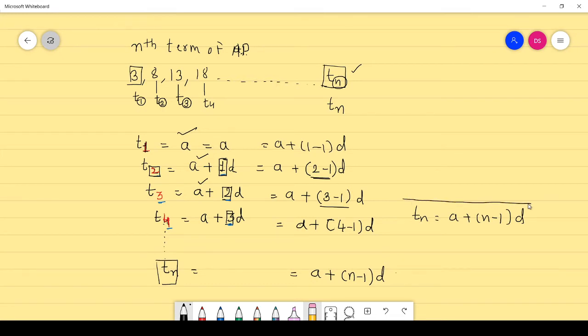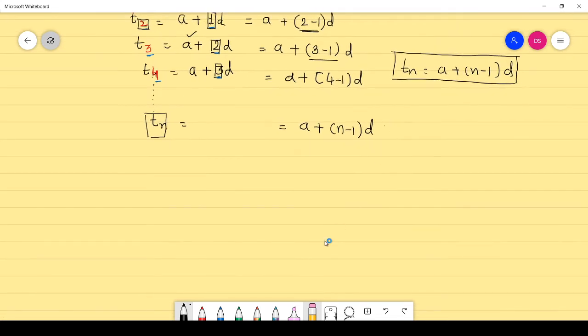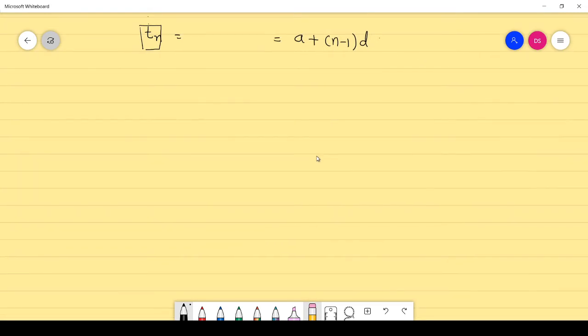I already told you, no need to worry about the process of how that formula came right now. But if somebody wants to know how that formula came, please ask us to explain, right? So here we got the formula for the nth term. Let's check whether this formula is right or not.